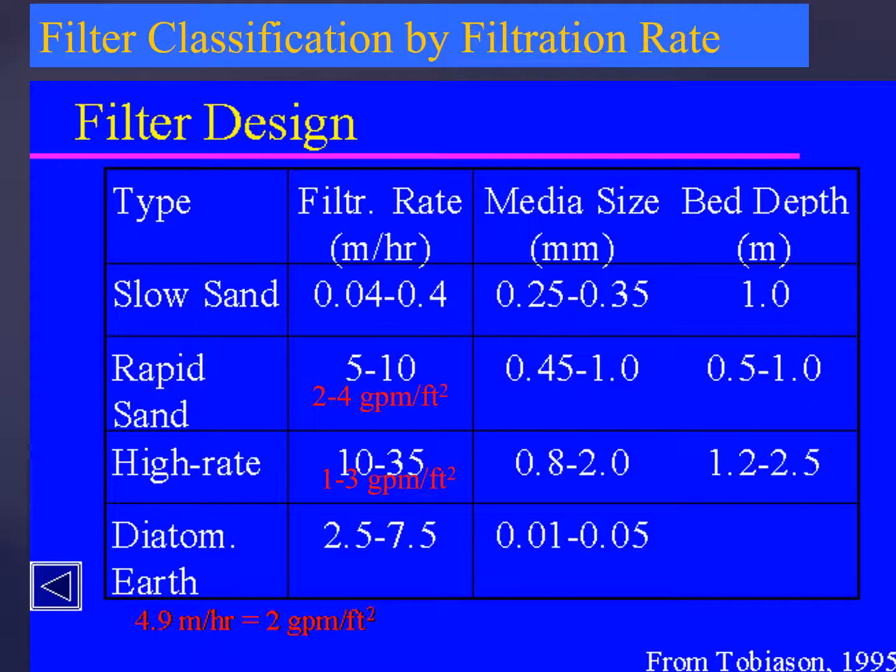And at the right, you see the media size and the bed depths. The media size for slow sand is from 0.25 to 0.35 millimeters, and the bed depth is 1 meter. Here again, for rapid sand it is from 0.45 to 1 millimeters, and then the bed depth is 0.5 to 1 meters.